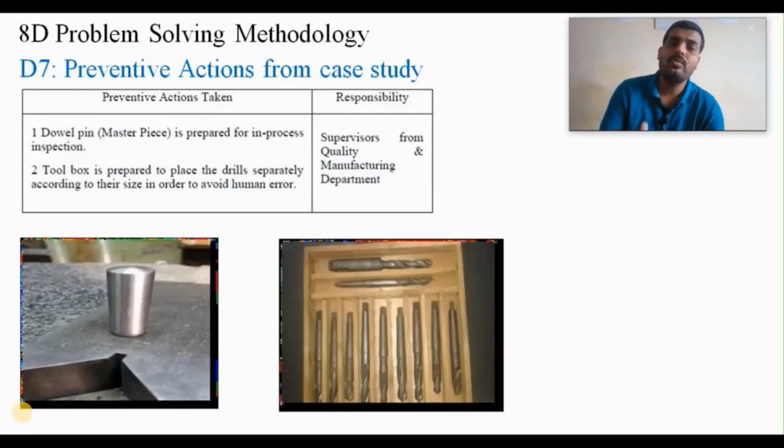With this, now we will move to the last step of the 8D report, that is D8, the final team meeting or closure of the problem and team celebration.